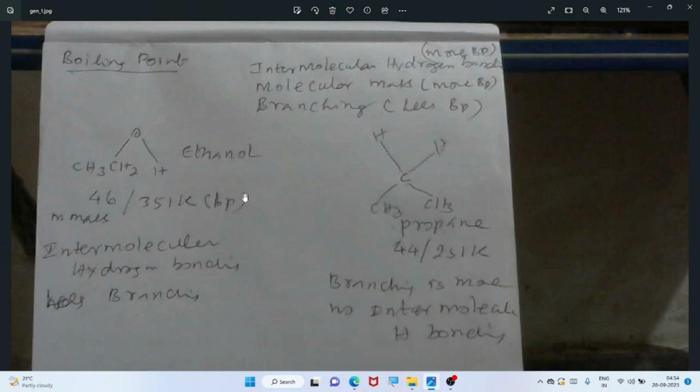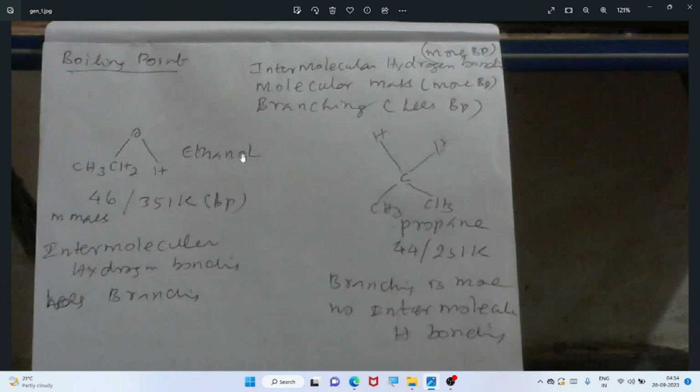See how boiling point is determined for a compound. If the compound has intermolecular hydrogen bonding, then the boiling point will be more. If it makes intermolecular hydrogen bonds, more molecular mass means more boiling point. More branching means the boiling point will be less.